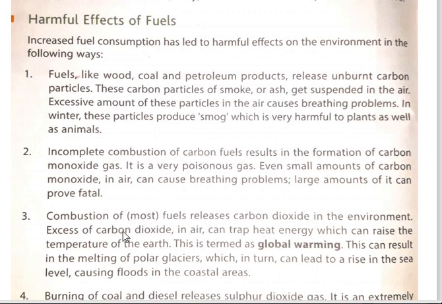See, fuels like wood, coal, petroleum, they produce unburnt carbon particles. These particles, which are smoke, form ash or get suspended in air, and that is very harmful. When they are inhaled into our lungs, they become very dangerous for us. They cause breathing problems, and these unburnt particles in the winter season form smog. Means they mix with the fog and form smog and cause a lot of problems to animals as well as plants.